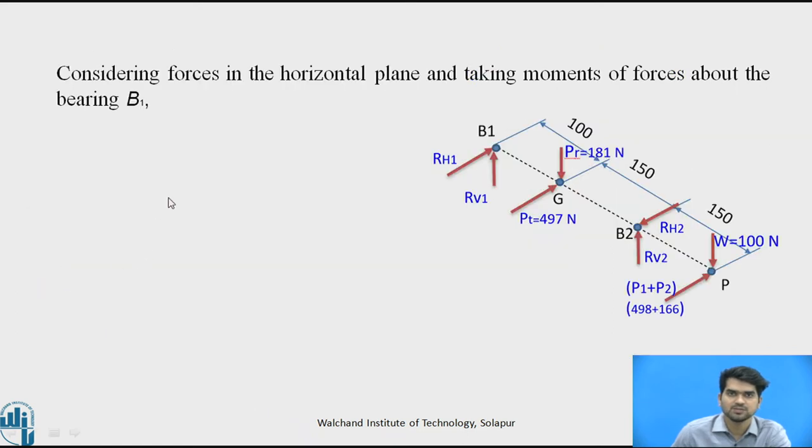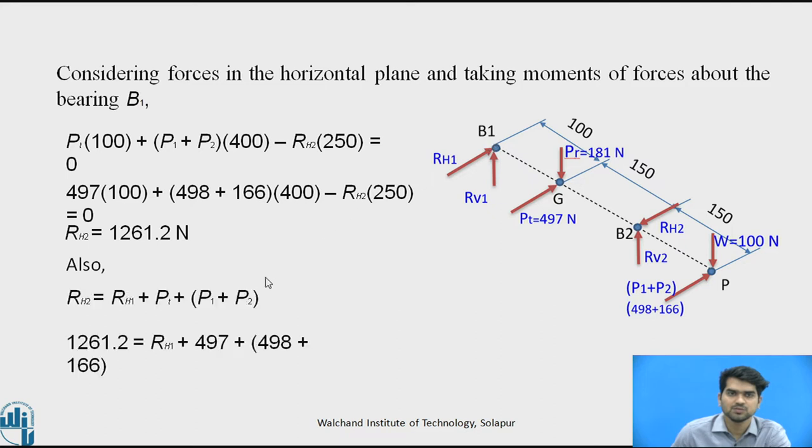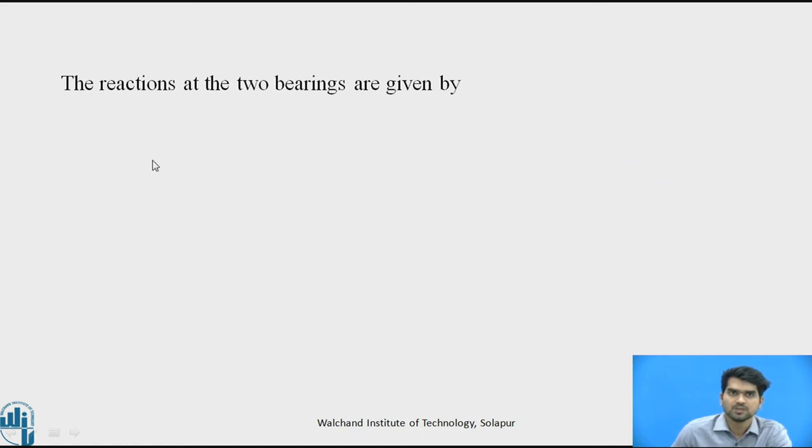So in the next slides, you will get the values of RH1 and RH2. Here I am getting the value of RH2 by taking the moment about B1 considering the horizontal plane, then summation H is equal to 0, you will get the value of RH1. The reactive forces at the two bearings are given as follows, so I have to find the resultant forces at bearing number 1 and 2.